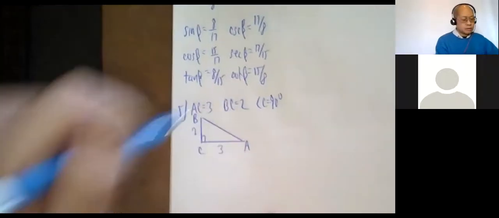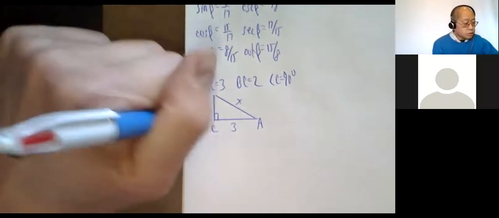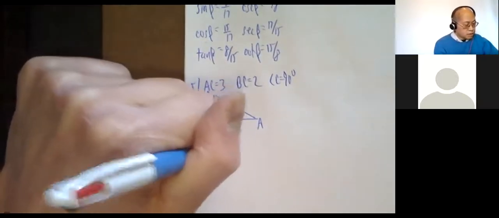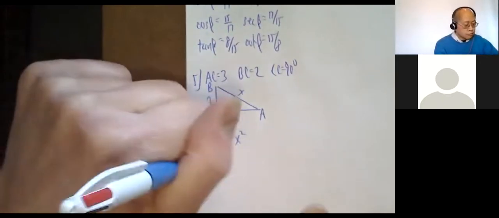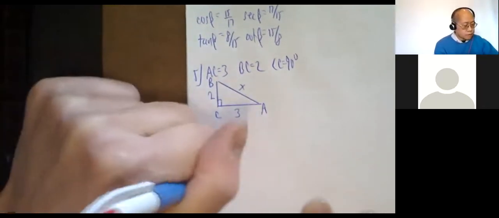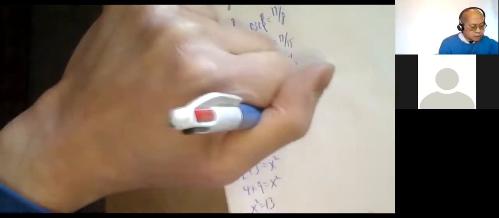So I need to find the hypotenuse. Let it be x. All right, so do my Pythagorean theorem. 2 squared plus 3 squared equals x squared. 4 plus 9 equals x squared. x squared equals 13. So x equals square root of 13.